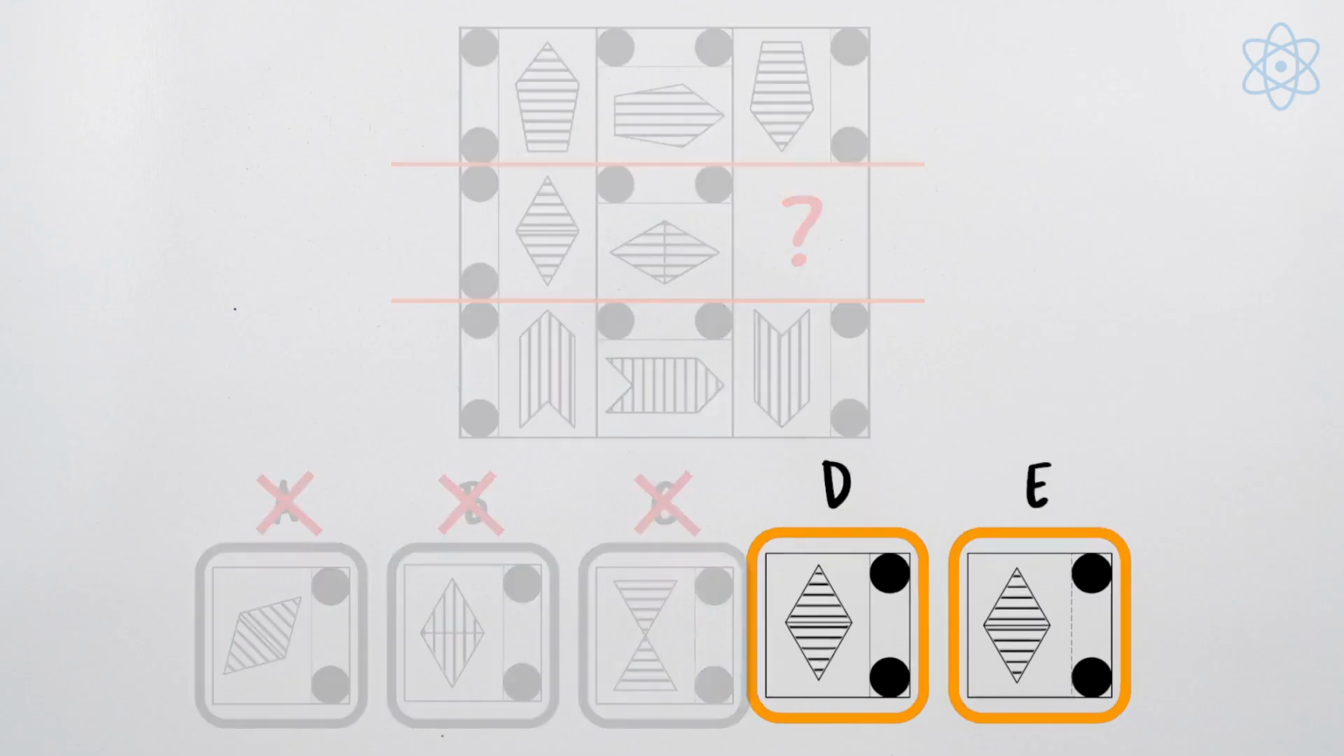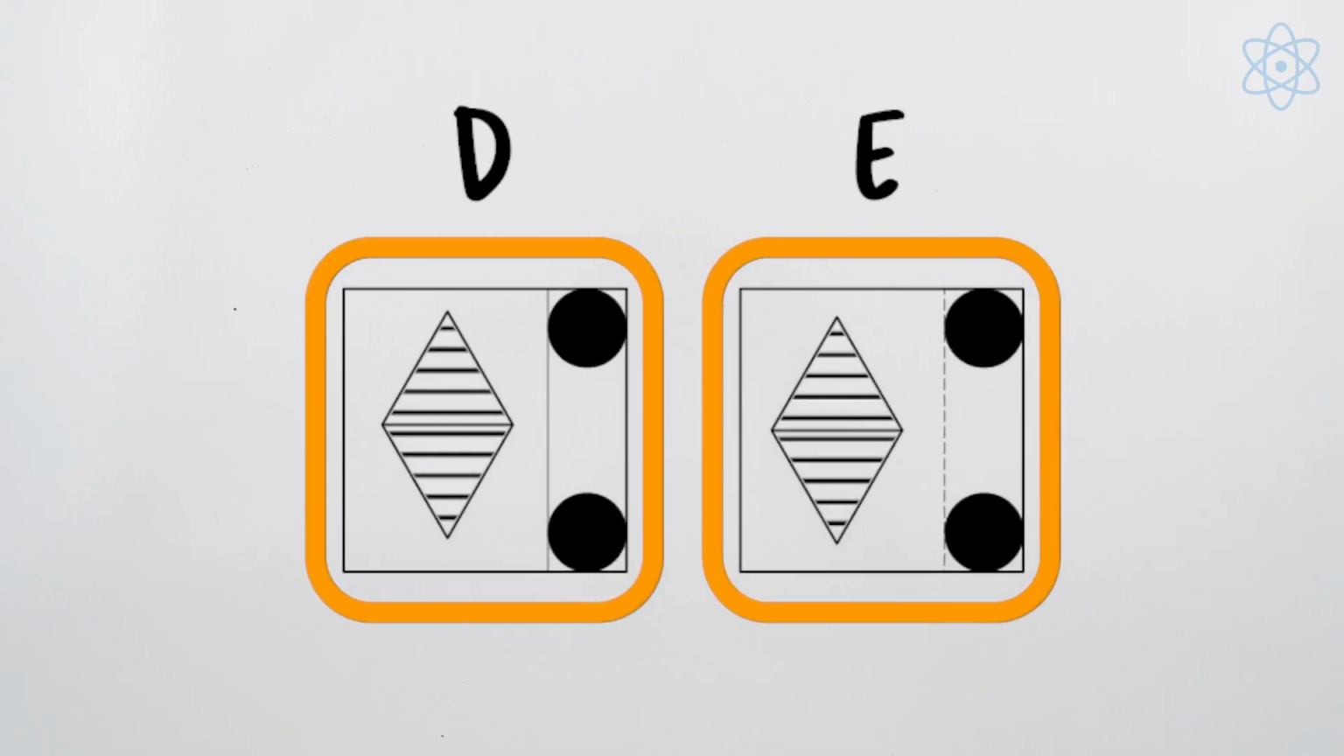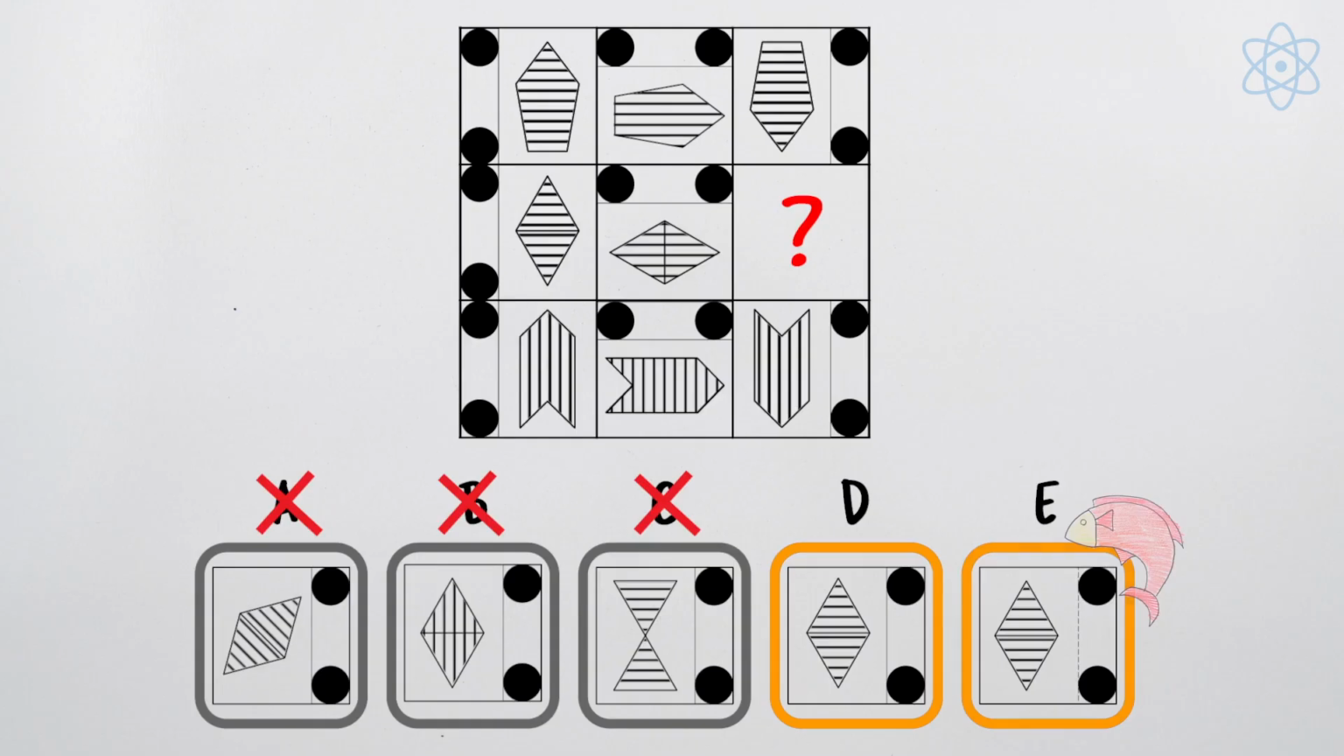These two answers look very similar. Can you spot anything that's different in these options? Look closely at E. The line next to the black circles is dashed. E is a red herring. It's important to work methodically through non-verbal reasoning questions to avoid getting caught out by red herrings like this. The correct answer that fills the gap in the matrix is D.